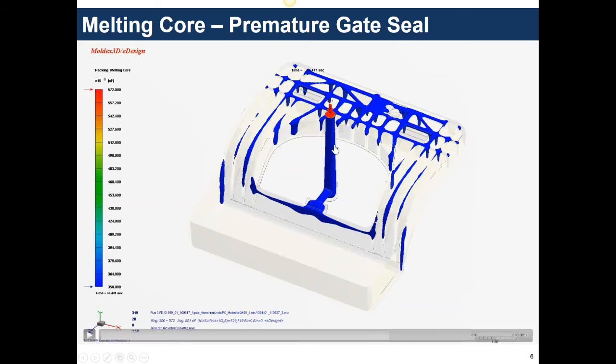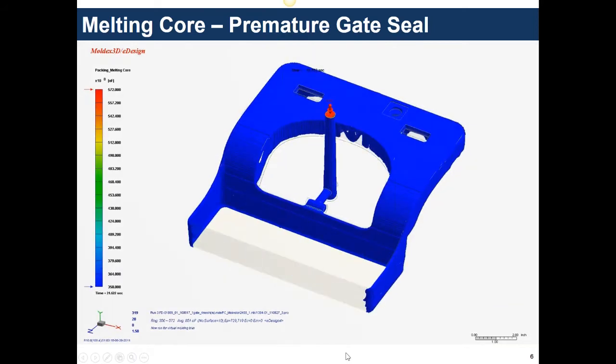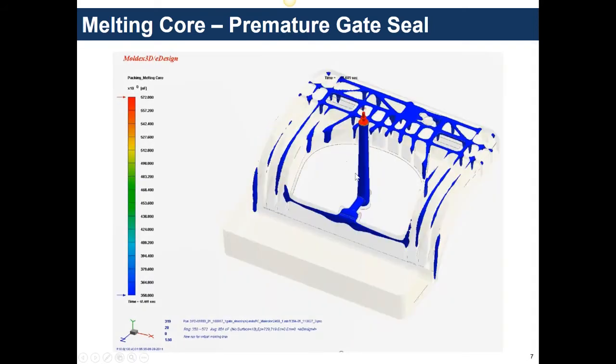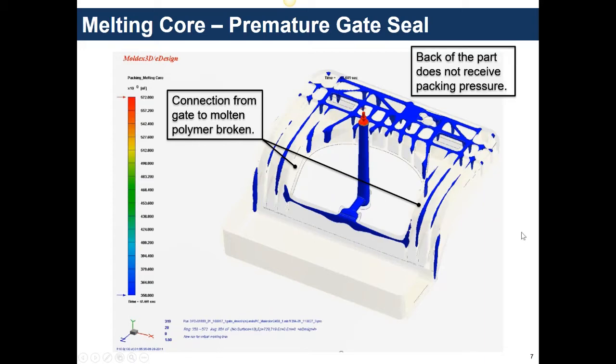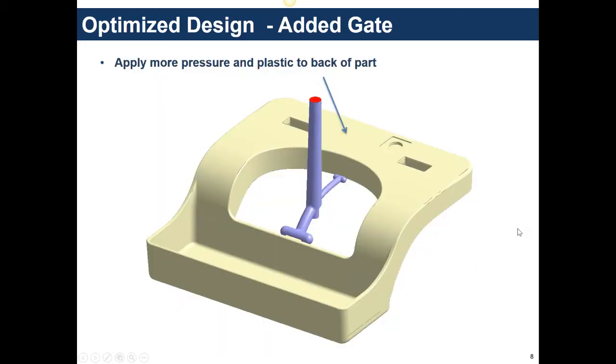Now that you've run the analysis and you've understood why, what's causing the problem, you can start thinking about the solution and take a more direct approach to the solution. So here's again, you can see the connection here is lost. The back of the part does not receive any packing pressure. So now that we understood the problem, the solution becomes quite obvious. We have to do something to ensure that the back of the part continues to receive packing pressure.